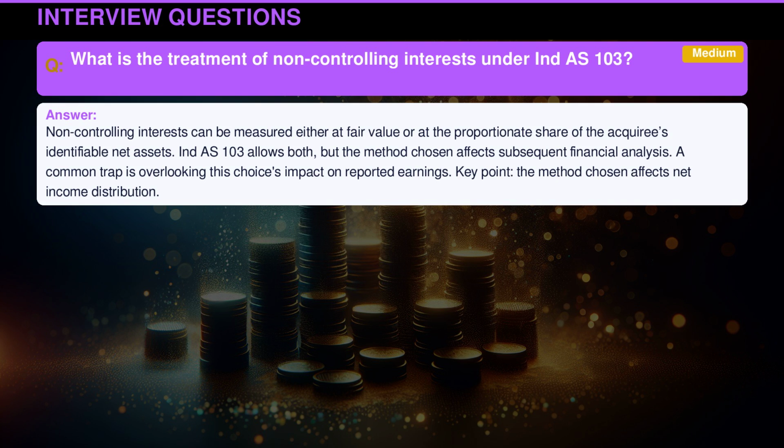Non-controlling interests can be measured either at fair value or at the proportionate share of the acquiree's identifiable net assets. Indian Accounting Standard 103 allows both, but the method chosen affects subsequent financial analysis. A common trap is overlooking this choice's impact on reported earnings. Key point: the method chosen affects net income distribution.